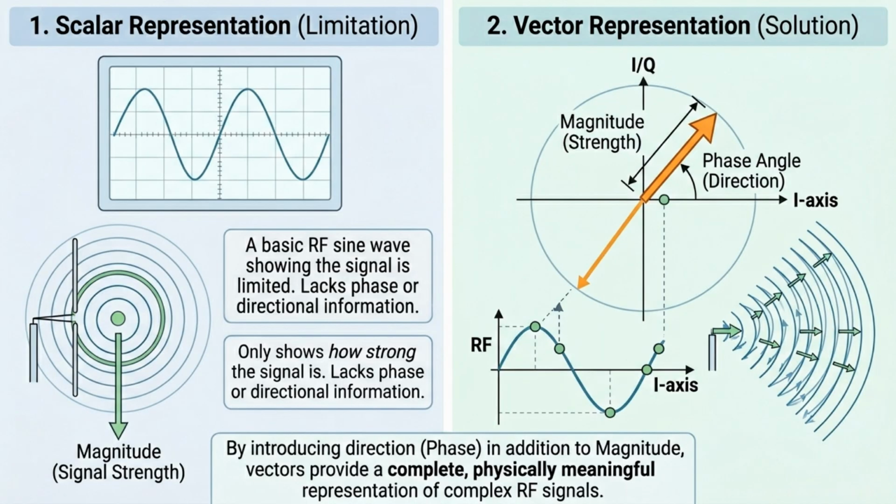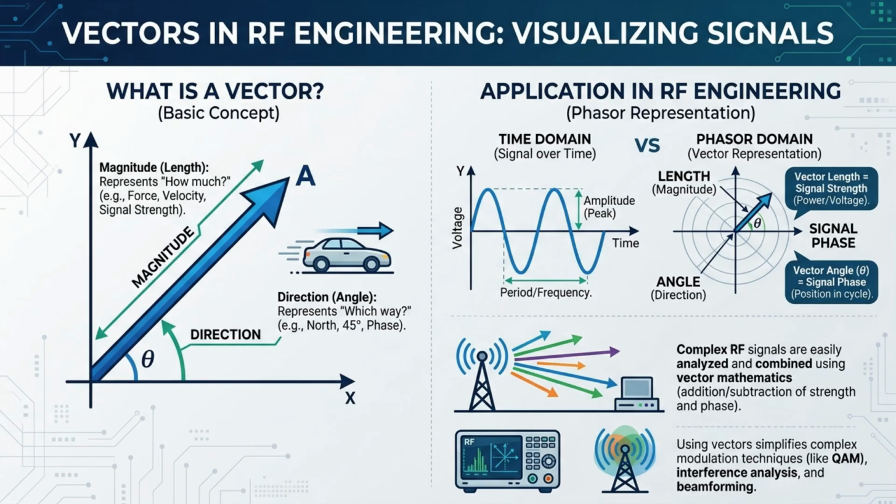Vectors solve this limitation by introducing direction in addition to magnitude. This allows RF signals to be represented in a more complete and physically meaningful way. A vector is a mathematical object that has both magnitude and direction. In RF engineering, this concept is extremely useful because it naturally represents signals as quantities that have strength and phase.